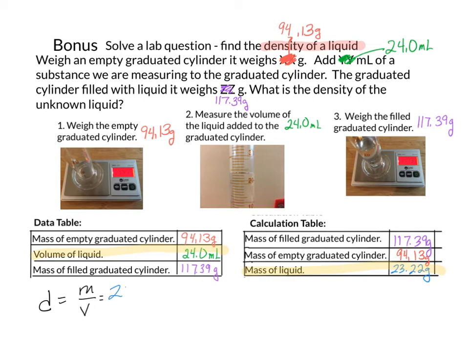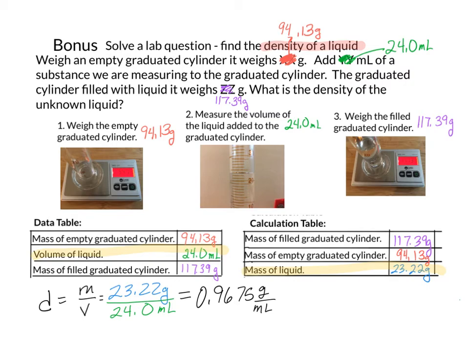That's our 23.22 grams. And then we're going to divide that by our volume, which is 24 milliliters. And we find our answer to be 0.9675 grams per milliliter. Next, we'll look at how we can find the density of an irregularly shaped solid, one that we can't just measure to find its volume.